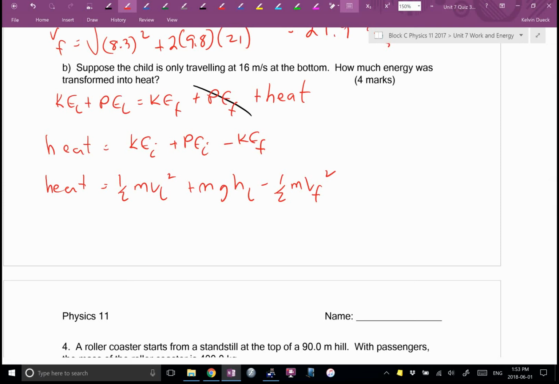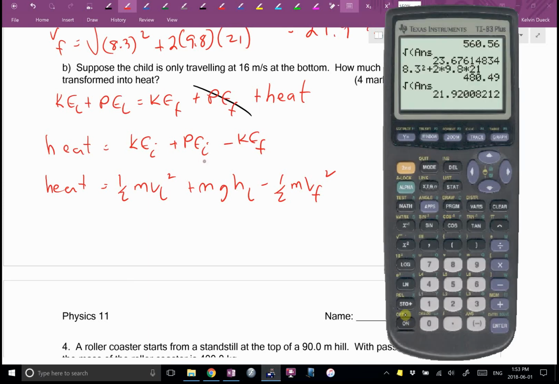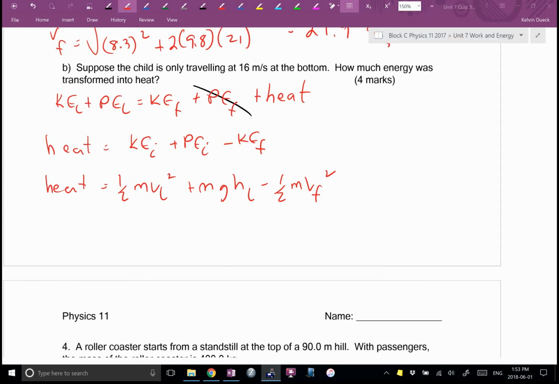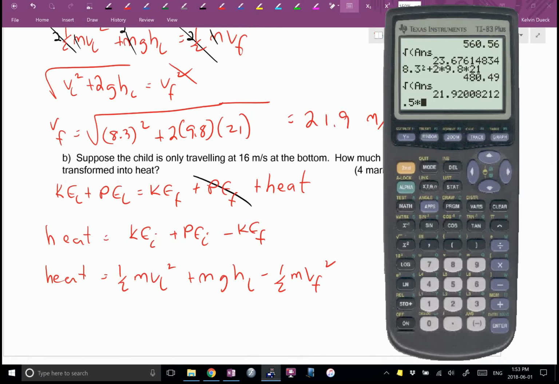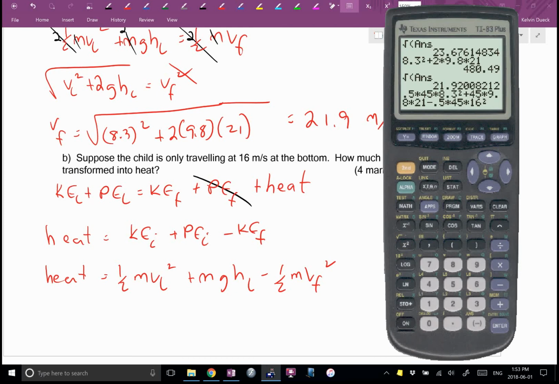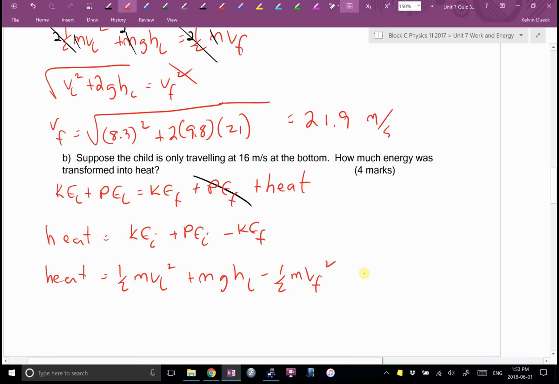So, 0.5 times, what was m, Mr. Dewick? 45 times 8.3 squared plus 45 times 9.8 times 21 minus 0.5 times 45 times 16 squared. You get 5,051 point. You get that? So I'm going to go 5,050 joules of heat.